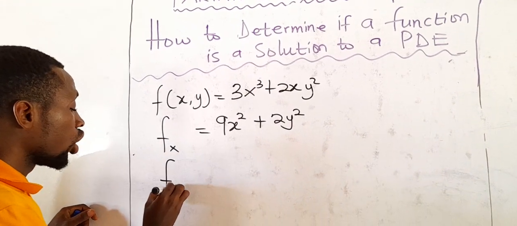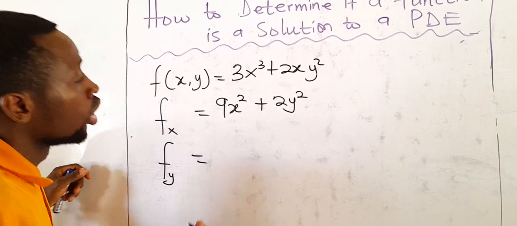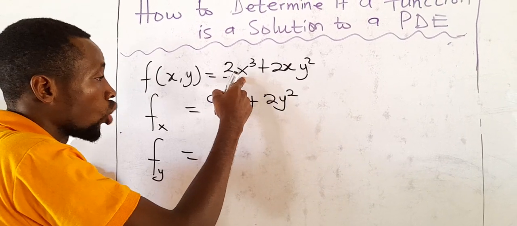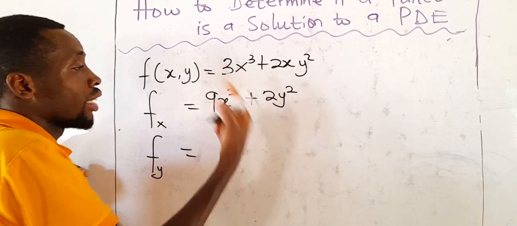Now the partial differentiation with respect to y will be what? Now there is no y here. You can see there is no y here. So the whole of this is constant, and the differential of a constant is zero.